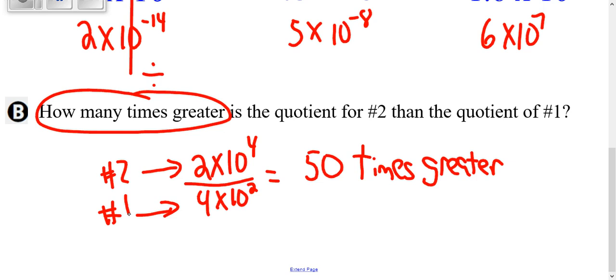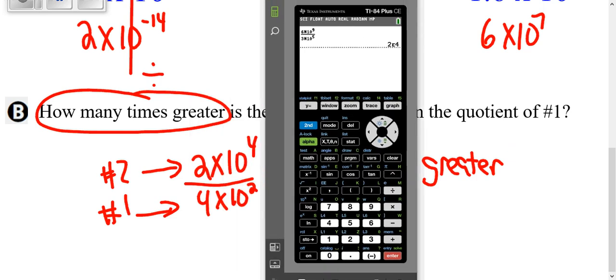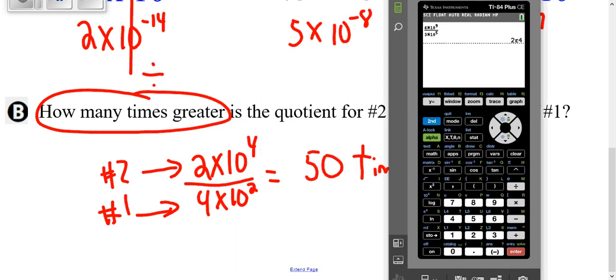I want to put that into the calculator, so I am just going to check. I have scientific notation mode. There it is. All right, alpha x. And then I'm just going to put 2 times 10 to the 4th over 4 times 10 to the 2nd. And then I'm going to press enter.